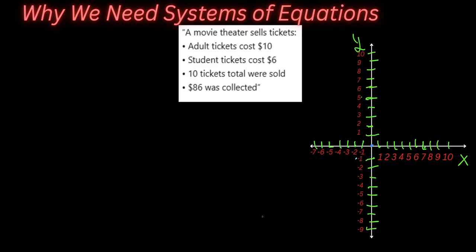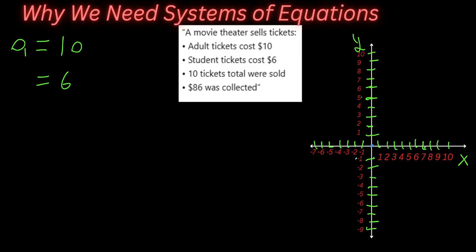What you need to do is realize that you need to define your variables. A is going to be your adult tickets, and it's going to equal 10. We'll drop the dollar sign. S is going to be your student tickets, and it's going to be 6. Now you also must realize that if you added the A tickets and the S tickets, well, actually, that's not true. Let's define it rather differently.